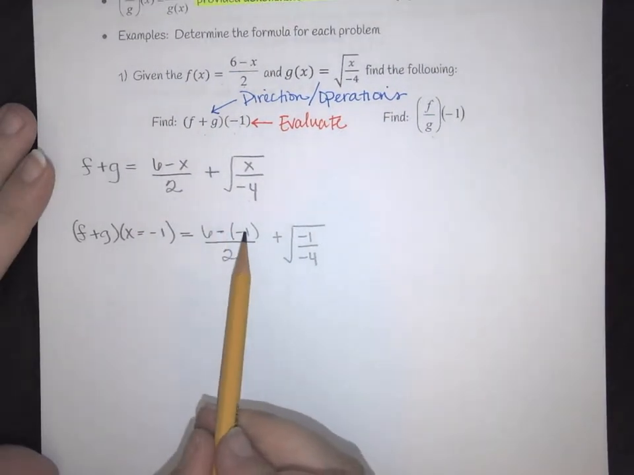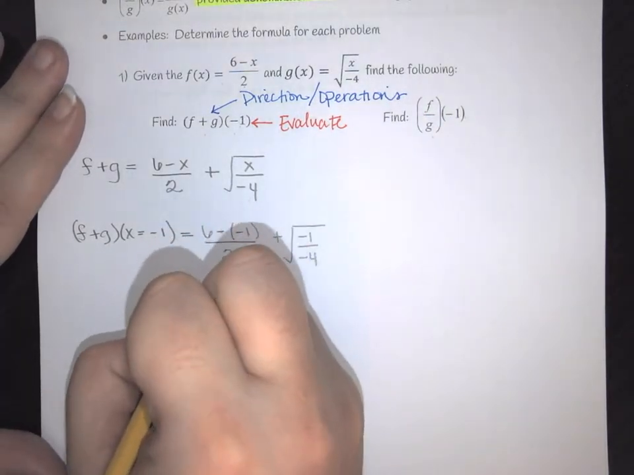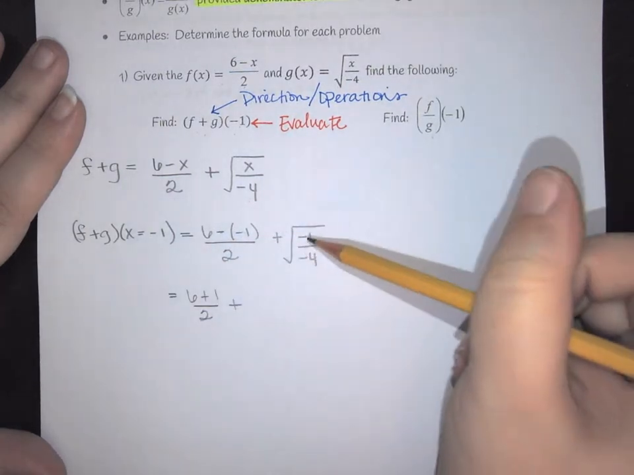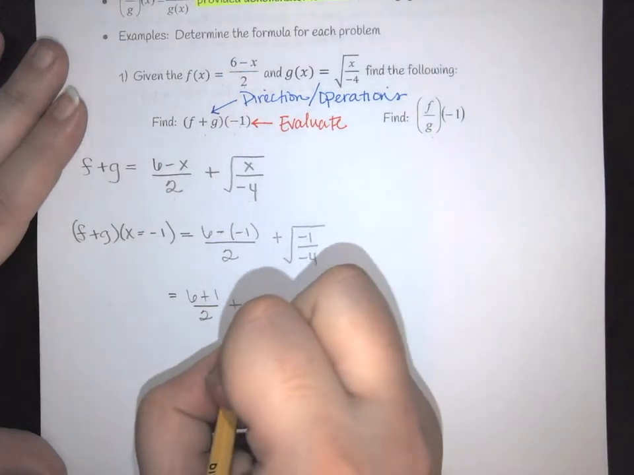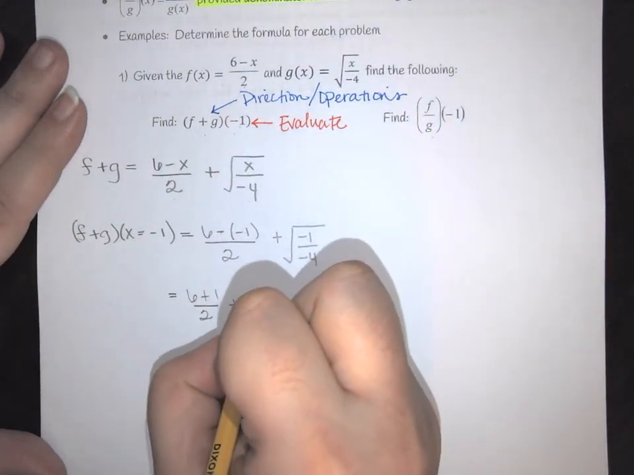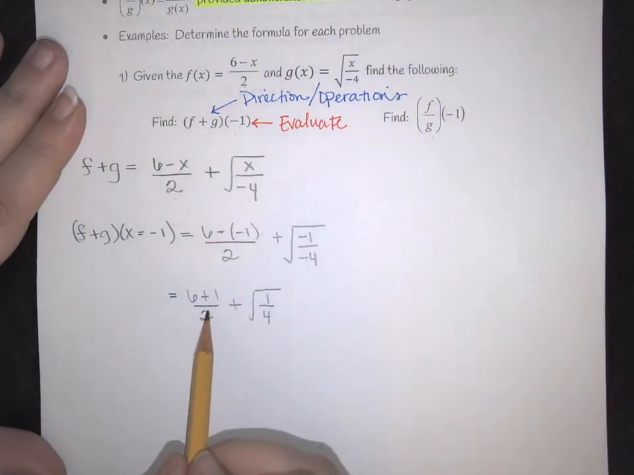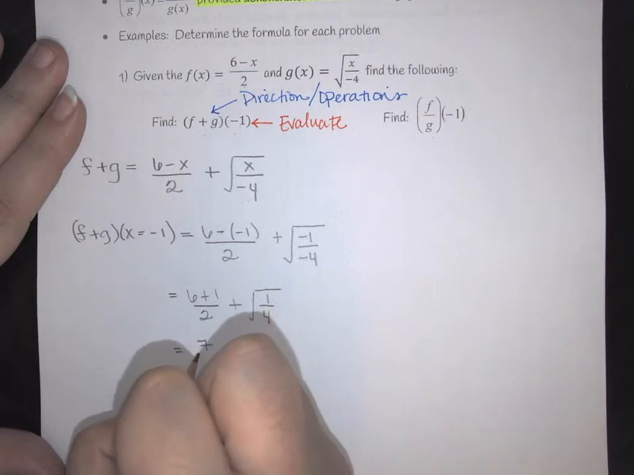So minus a negative becomes plus, so this ends up being 6 plus 1 over 2. And then here I have negative over negative, it becomes positive, so this is going to be the square root of 1 over 4. If we look at this first, 6 plus 1 is 7, so this is going to end up being 7 over 2.